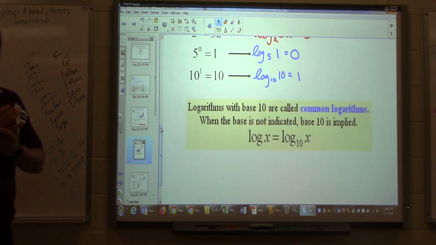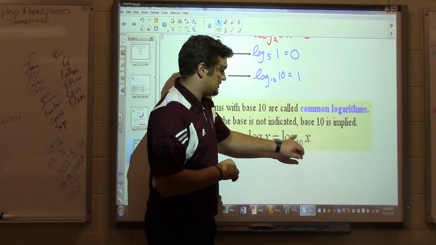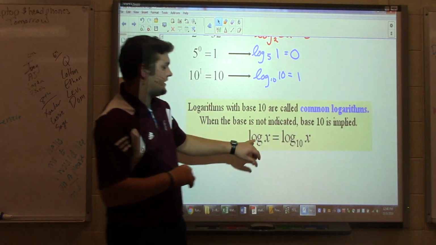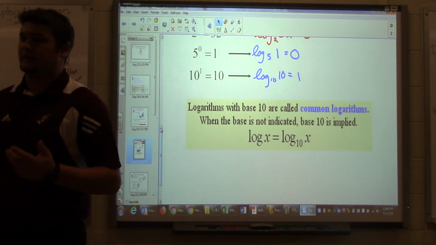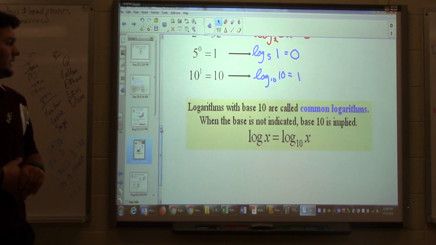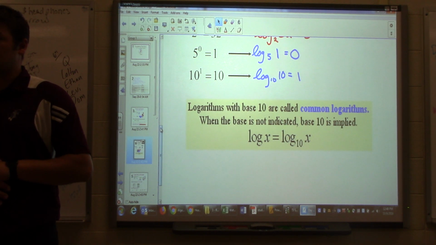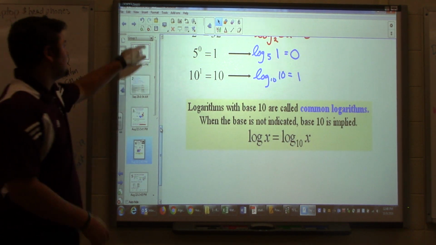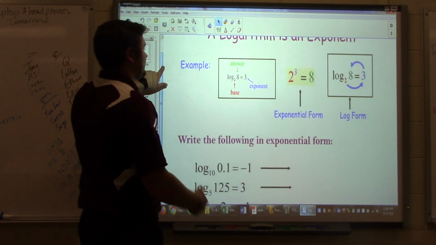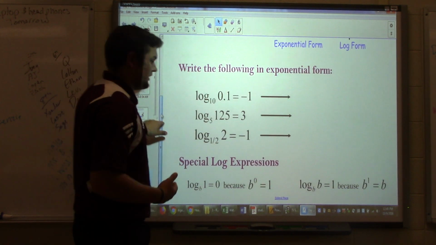Alright? Vice versa, if you have log base 10 of x, you could write it as just log of x. That's our common base. Alright? Any questions? Good so far? Okay, let's try going the opposite way. Let's go from logs to exponents.